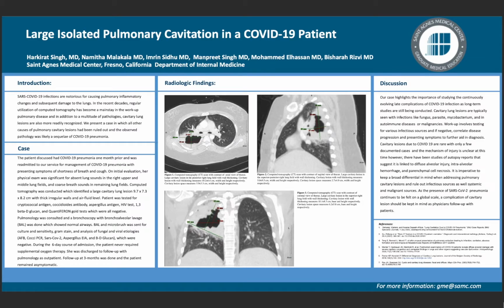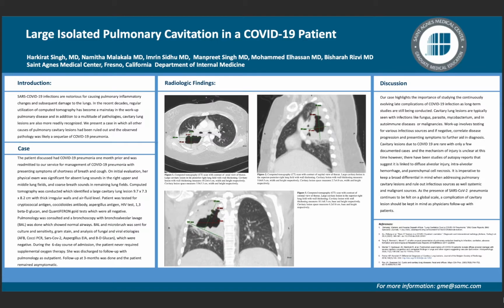At this time, I'd like to present her radiographic findings. In Figure 1, you can appreciate a CT scan with contrast of the axial view of the thorax. A large cavitary lesion in the posterior right lung field was appreciated with wall thickening, measuring 10.2 by 6.4 centimeters, width and height respectively. The cavitary space itself was 5.9 by 3.3 centimeters, width and height respectively.